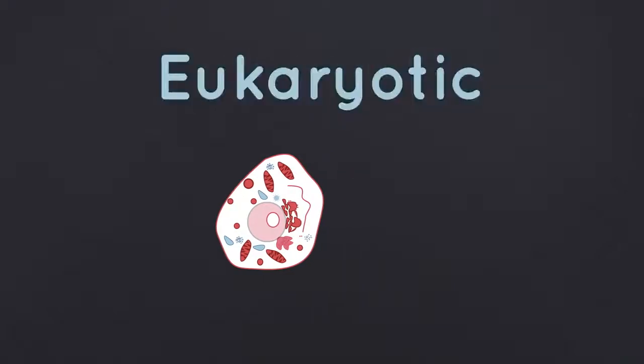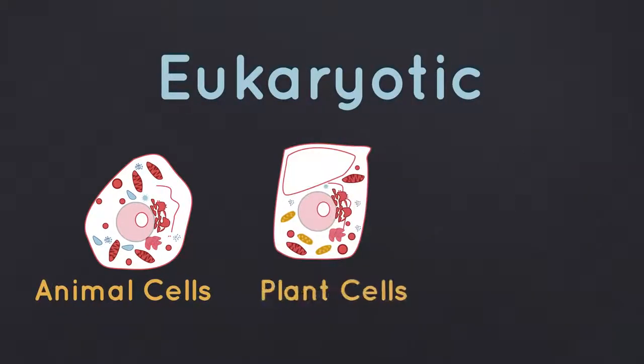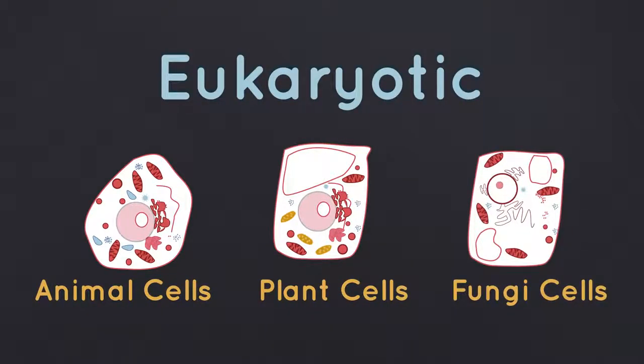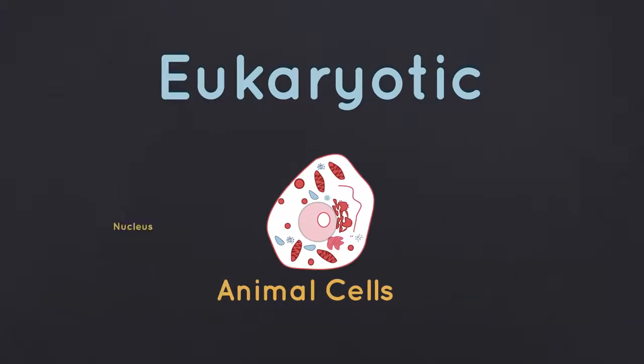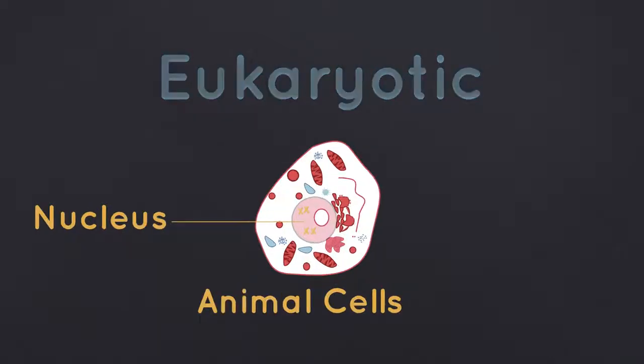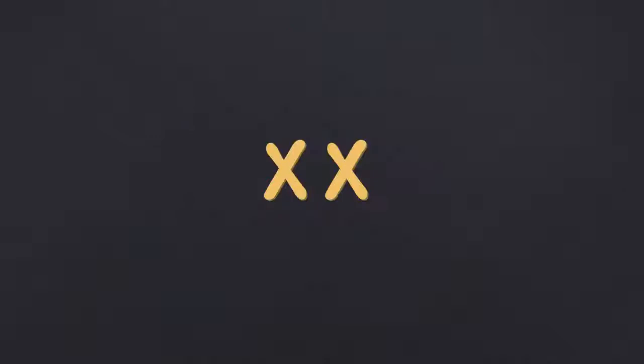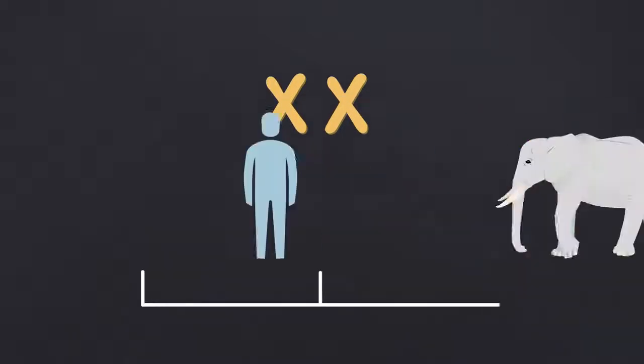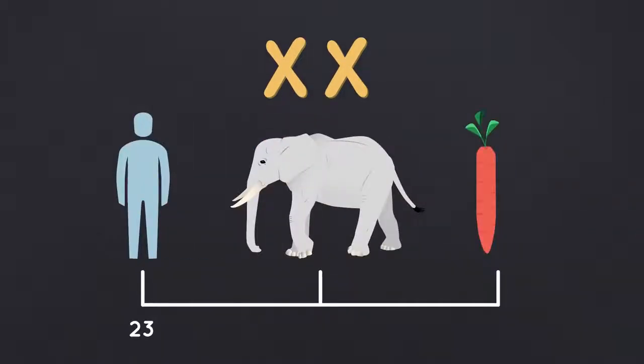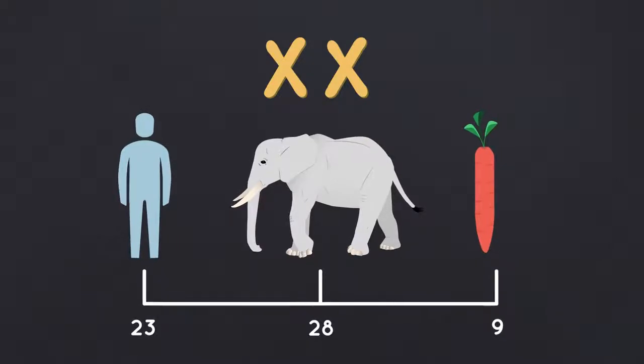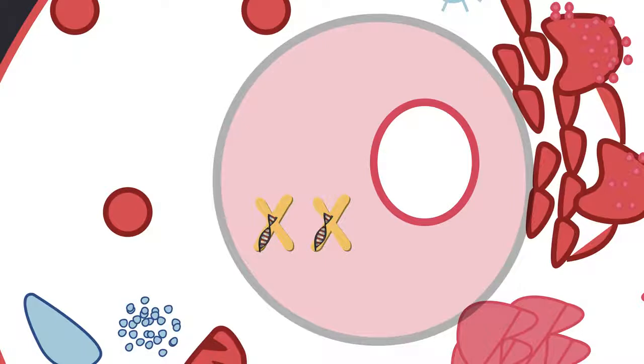Most cells are eukaryotic: animal cells, plant cells, and fungi, etc. Inside eukaryotic cells, you have a nucleus. Within most nuclei, there are X-shaped chromosomes. Chromosomes occur in pairs, but the number of chromosomes changes depending upon the species. Humans have 23 pairs, elephants have 28 pairs, and carrots have 9 pairs. DNA is found within these chromosomes.